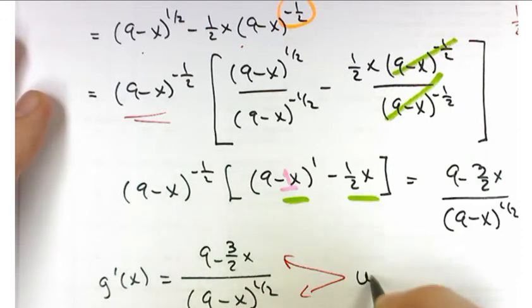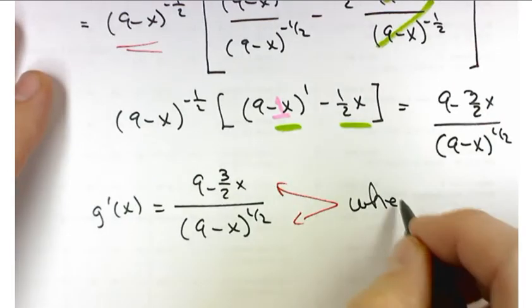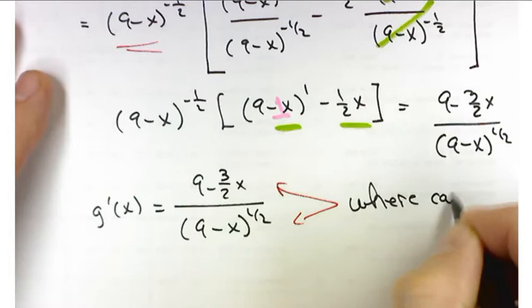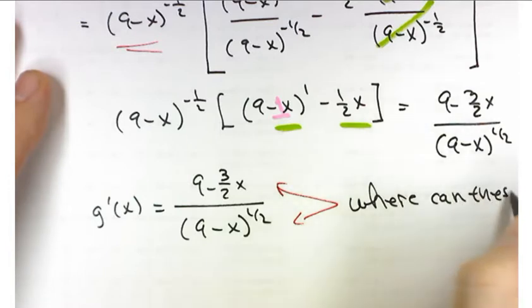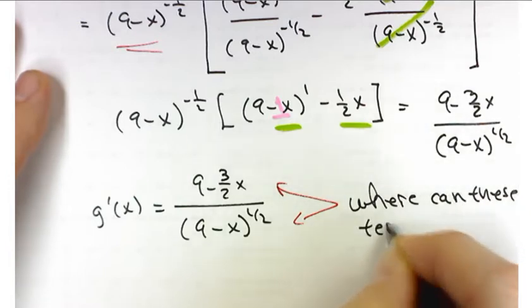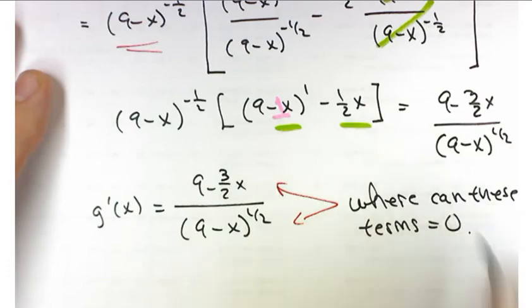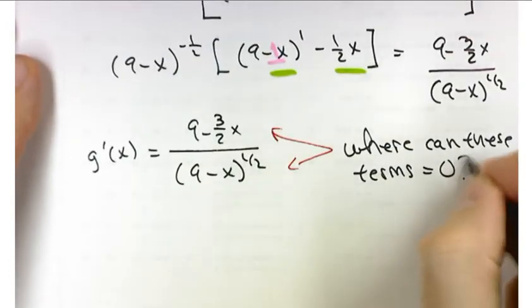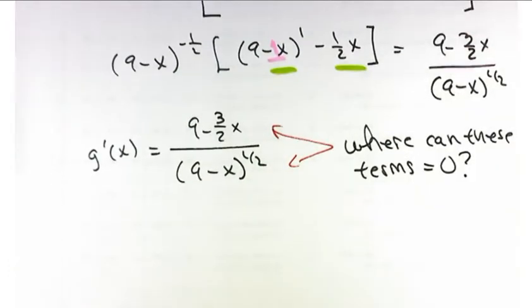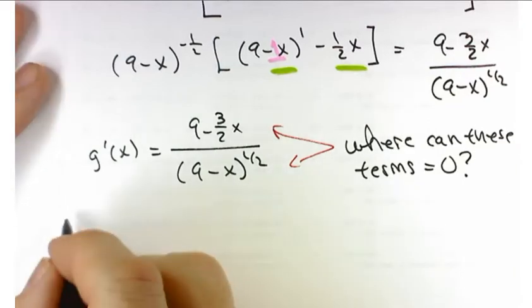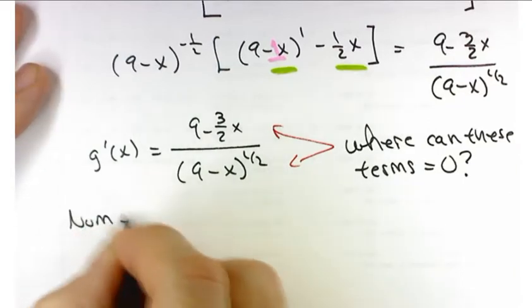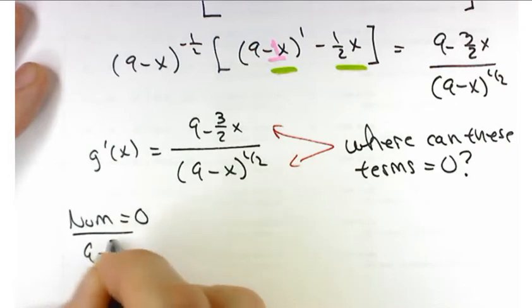So, sure. Where can these terms equal 0? Well, let's figure that out. Let's work with the numerator equals 0.